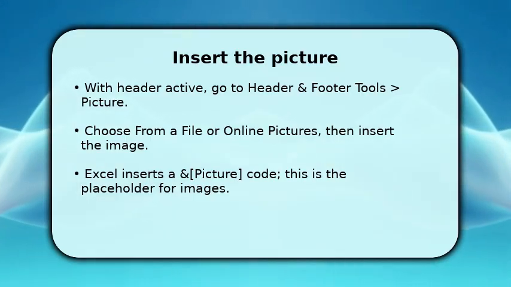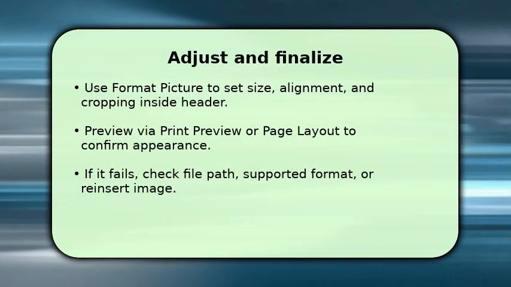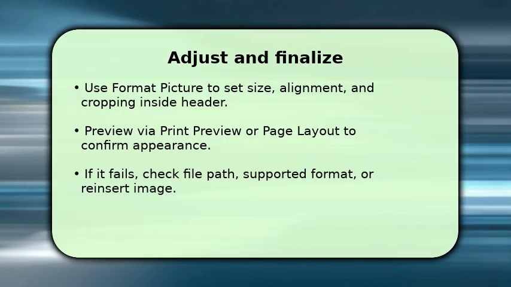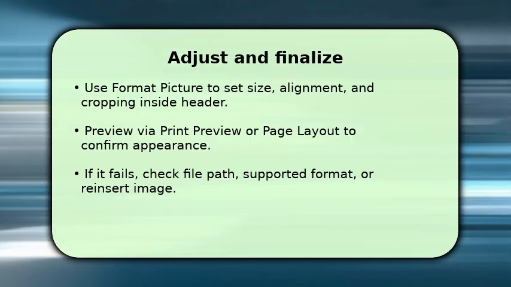Finish by adjusting the image properties. Click Format Picture from the header and footer tools to set height, width, and alignment. This ensures the logo doesn't overlap cell content. Once adjusted, exit header editing and preview the sheet in Print Preview or Page Layout to verify placement across pages.